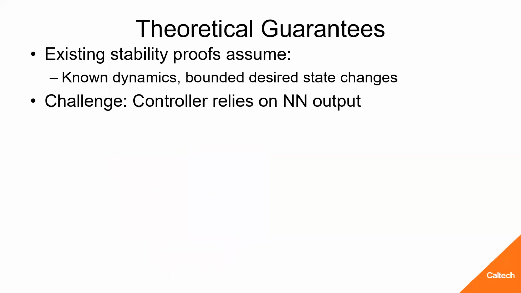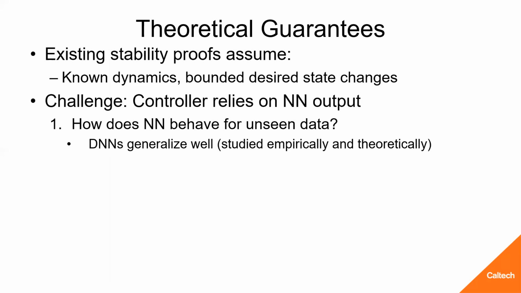All right, so what I, again, didn't talk much about yet is the theoretical guarantees. Of course, if we just plug our neural network into our controller, that seems like a dangerous game to play. In particular, the challenge here is that the controller now directly uses the neural network output. And so in order to still guarantee some stability, we have to look at two things.